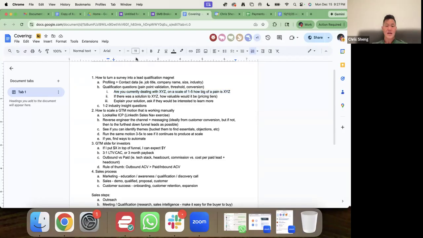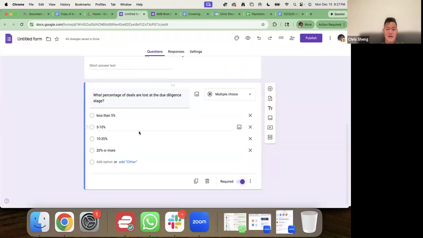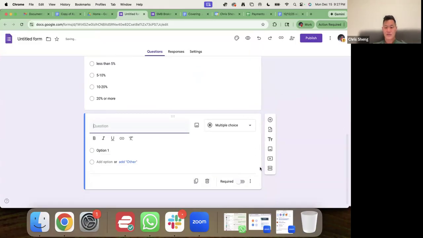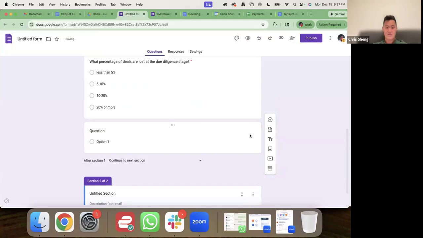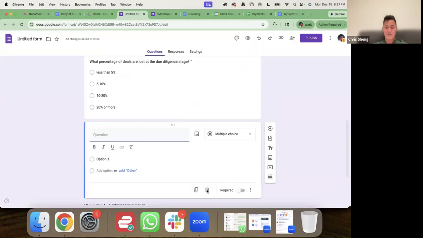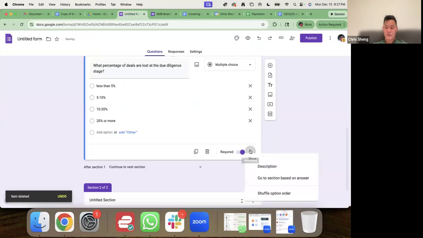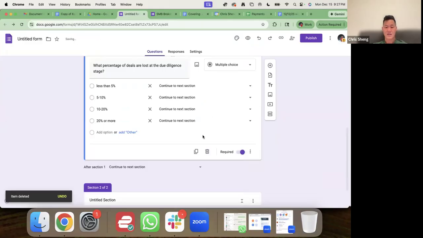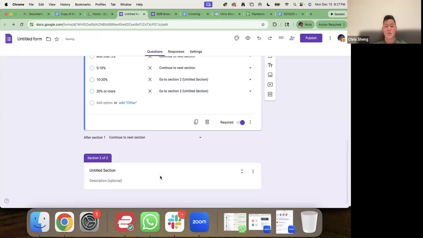And then I would do a logic-based thing. So if it's 10 to 20% or 20% or more, then I would frame it as go to a section based on the answer, right? So here I would have them go to section two. And in section two, what I would do, because now these are the ones that are qualified, right? You guys see how this works?